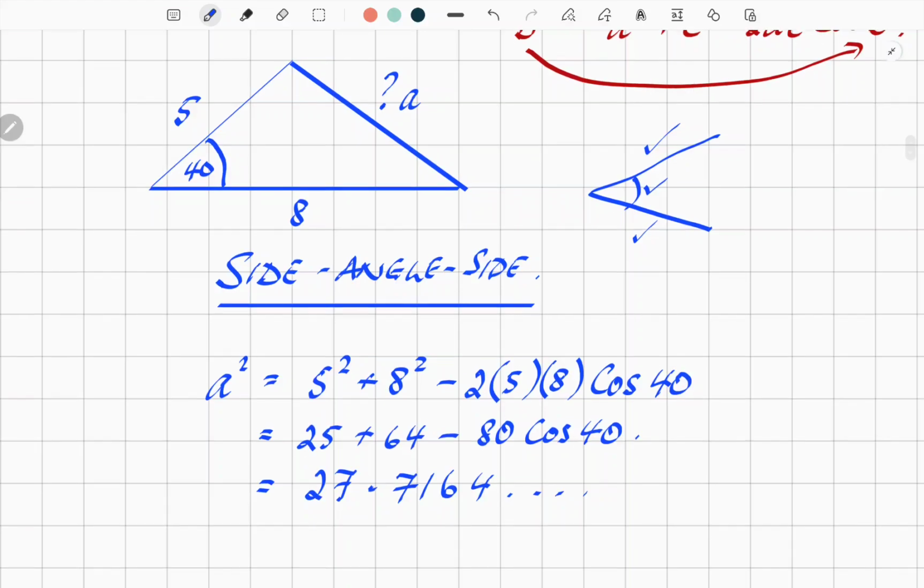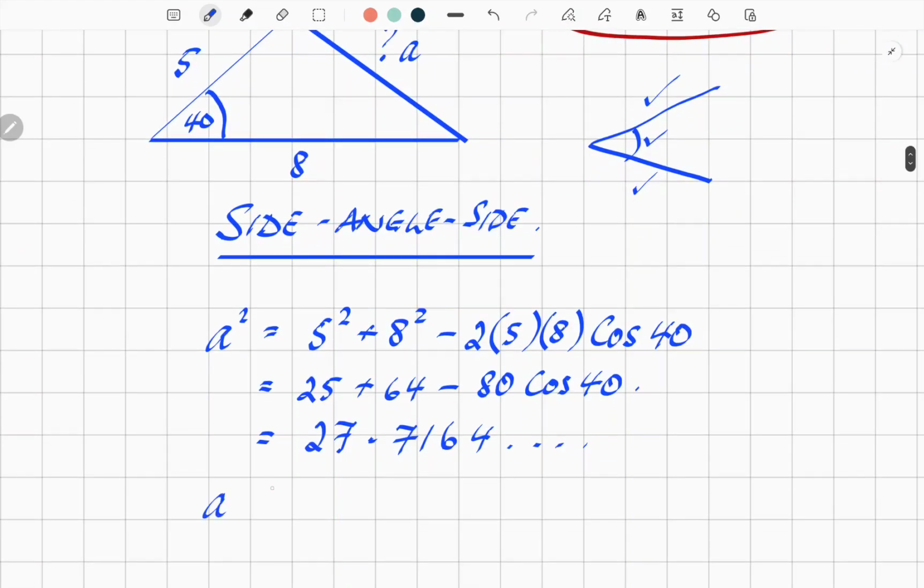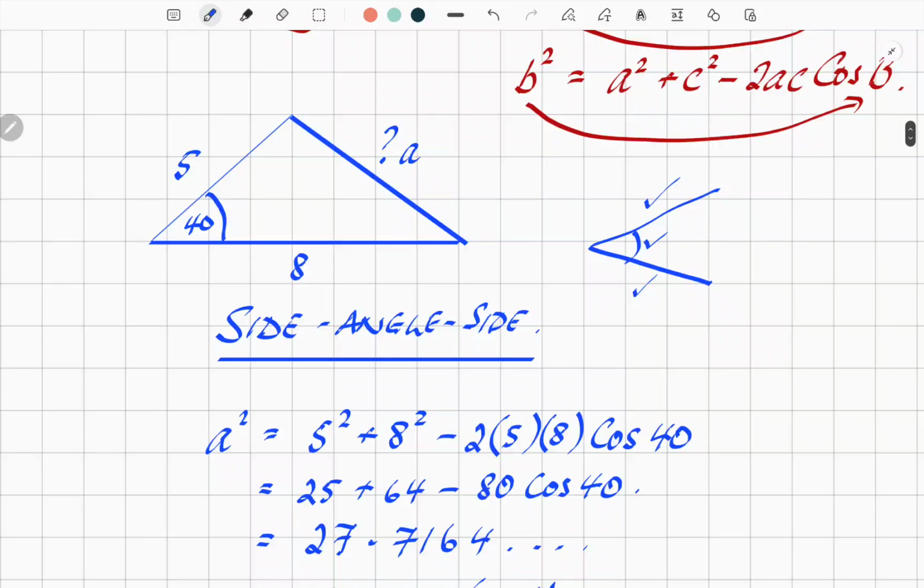All right, so therefore, from there, A, if you square root that, is 5.26 to three significant figures. Does that make sense, the procedure for that? Yeah? All right. Remember, as I said, the important rule is that it's got to be this side angle side arrangement to use the cos rule to find another side.